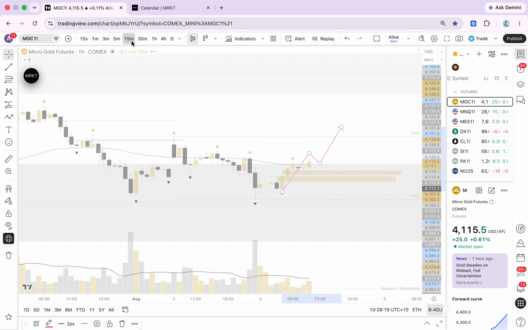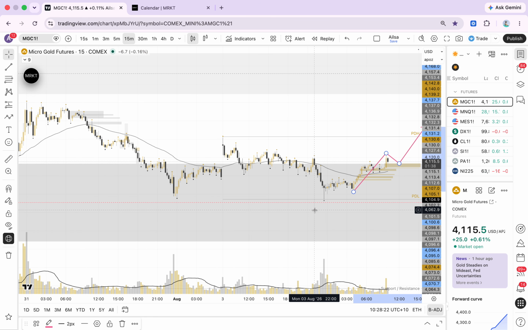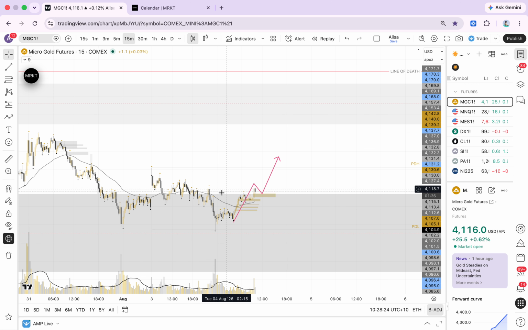Jumping down to the 15-minute. Once again, we've got this consolidation happening here. Equal lows, more equal lows, which suggests upward momentum. Let's see what happens. But whilst we're right in the midst of this range, I'm not keen to get in.